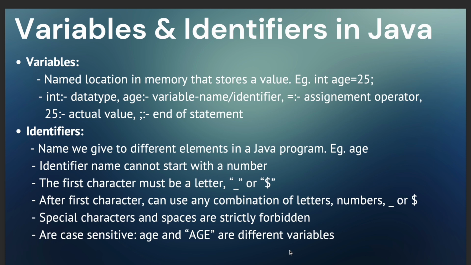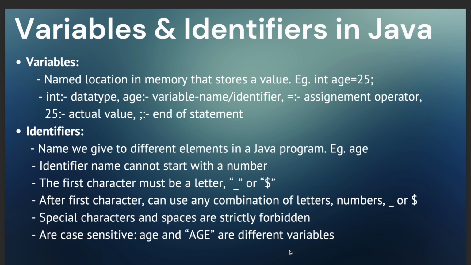Let's get started. Everything we create in Java needs a name, whether it's a variable, a method, a class, or an interface, we need a way to identify it. That's why understanding identifiers is one of the first steps in learning Java. But before we talk about identifiers, let's first understand variables.